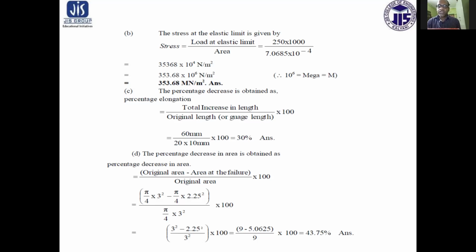Now last of all, the percentage decrease in area, that is the original area minus the area at failure, divided by the original area, multiplied by 100. So if we put in all the values, you will get the percentage decrease in area as 43.75%.